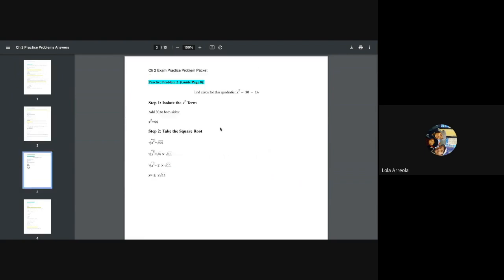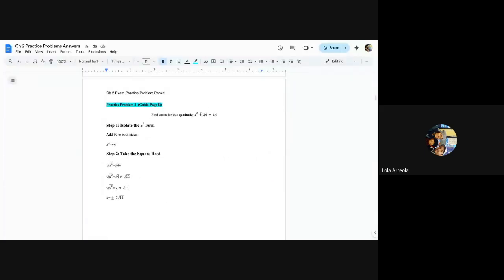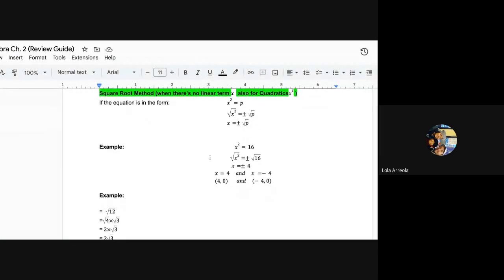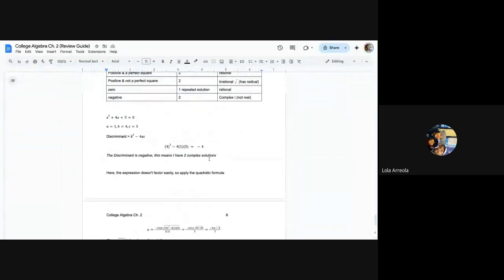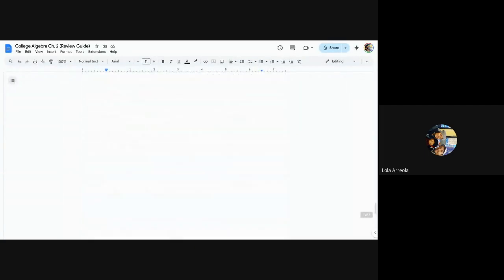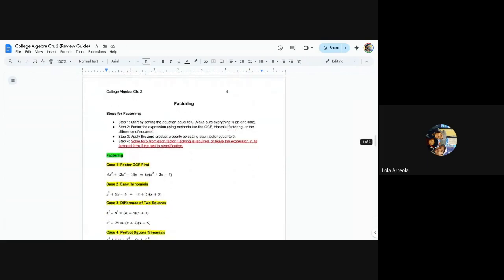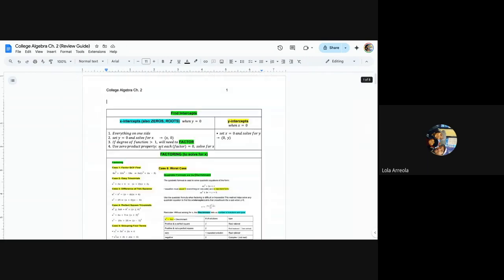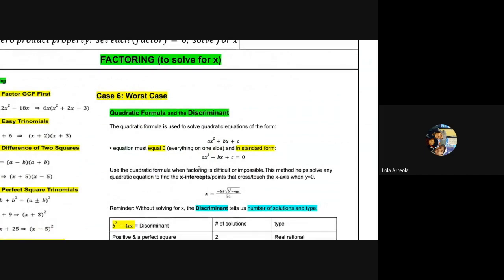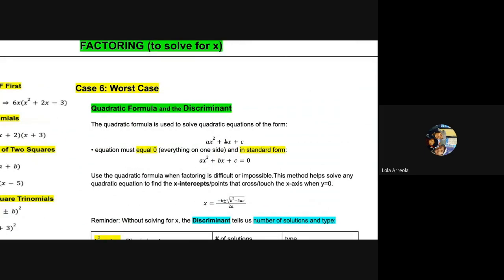Okay, moving on. Find the zeros for this quadratic, okay? Notice, why is it a quadratic equation? Because the highest term, which is x squared, the exponent is 2. So that makes it a quadratic function. So if we go to the guide, we have different ways of solving quadratics. These are all quadratic equations. Why are they quadratic equations? Because they're all in the form ax squared plus bx plus c.